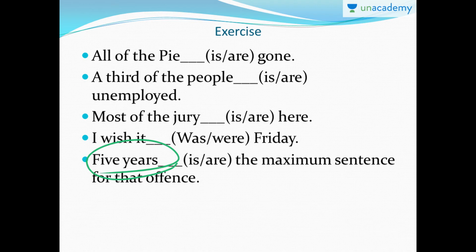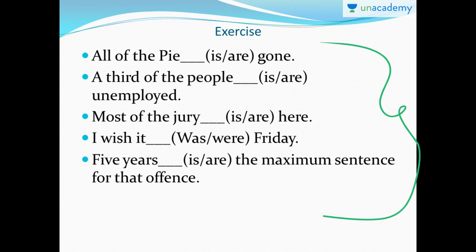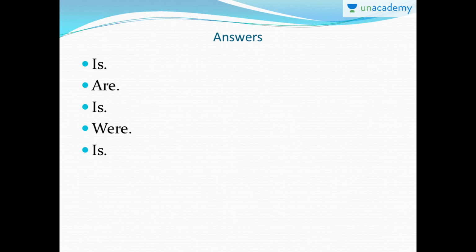So that is. Now please pay attention. I'm going to repeat the answers. All of the pie is gone. A third of the people are unemployed. Most of the jury is here or most of the jury are here. I wish it were Friday. 5 years is the maximum sentence for that offense. Okay. So here's a slide that contains all the answers.